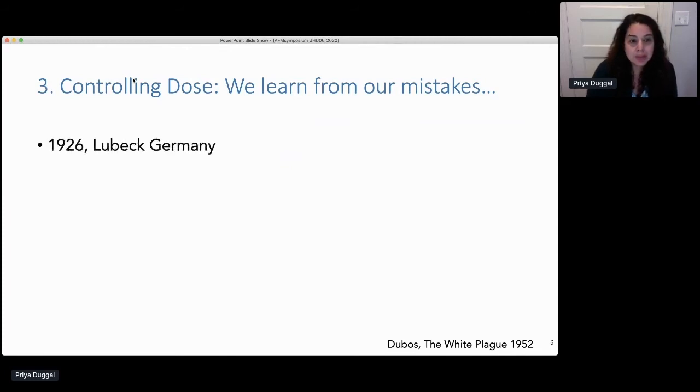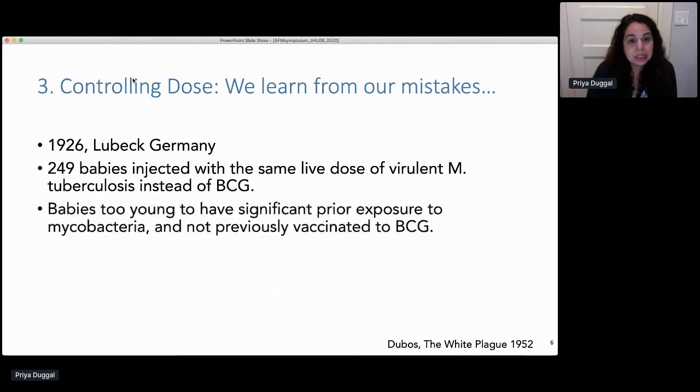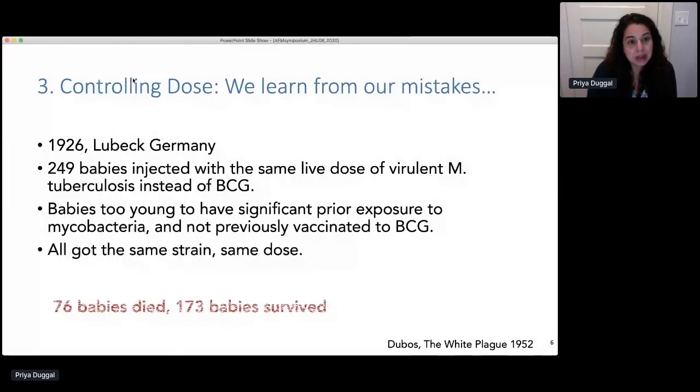And this is one that happened in 1926 in Lübeck, Germany, where 249 babies were injected with the same live dose of tuberculosis instead of the BCG vaccine. The babies were too young to have significant prior exposure to a mycobacteria, and they had not previously been vaccinated to BCG. So in this case, they're all getting the same strain and the same dose. And what we see is that 76 babies died and 173 babies survived. So this heterogeneity is existing again, even when we control for the dose or that specific pathogen.